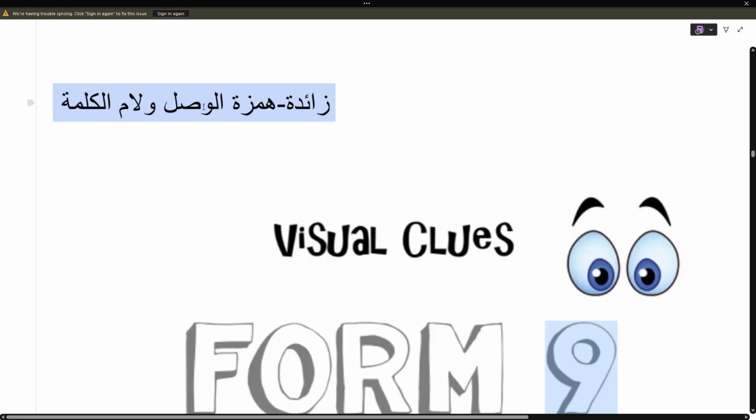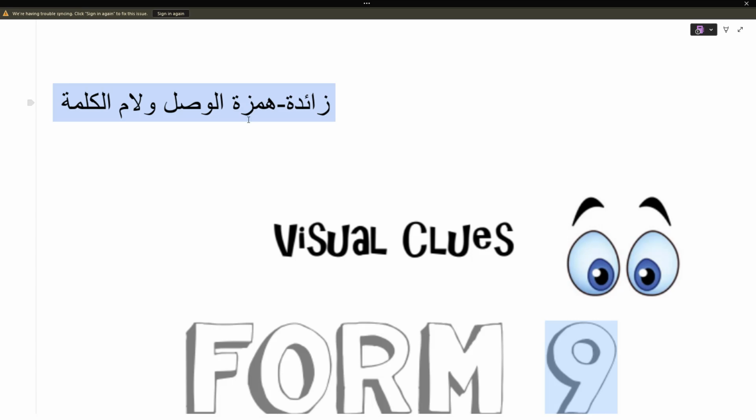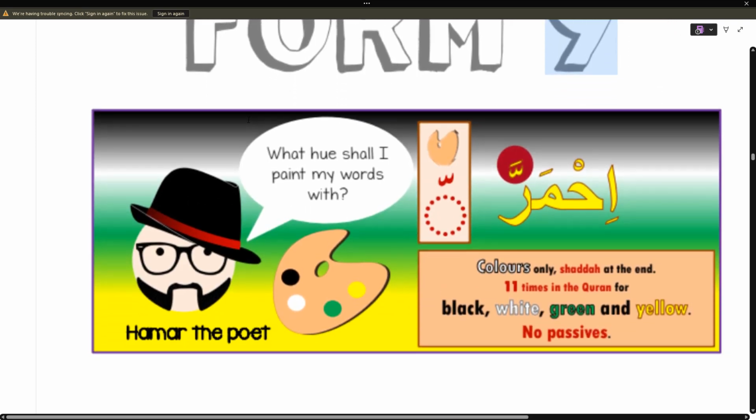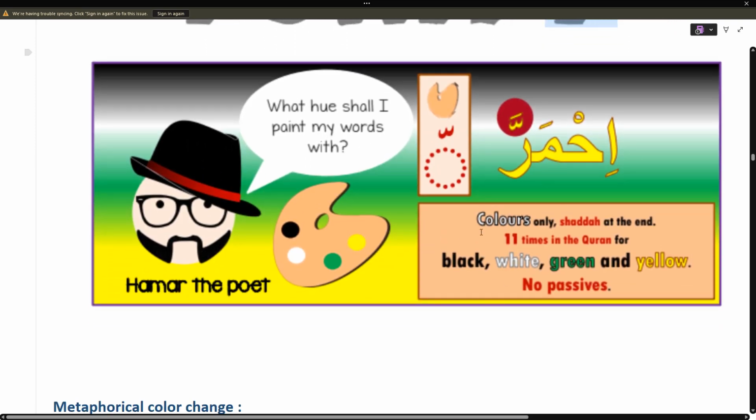This family Form 9 is called as Zaida Hamzatul Wasl Walamul Kalima. And what is Ziyada in this family, extra in this family? That is Hamzatul Wasl at the beginning of the word and doubling of the Lam Kalima. Notice that there is an additional alif and an additional shadda in this form. The visual clues for this are, and this is used for colors, and there's a shadda at the end. And this is used 11 times in the Quran for black, white, green, and yellow. And there are no passives for this family because it is lazim, intransitive. And you can remember this form as Hamar the painter.